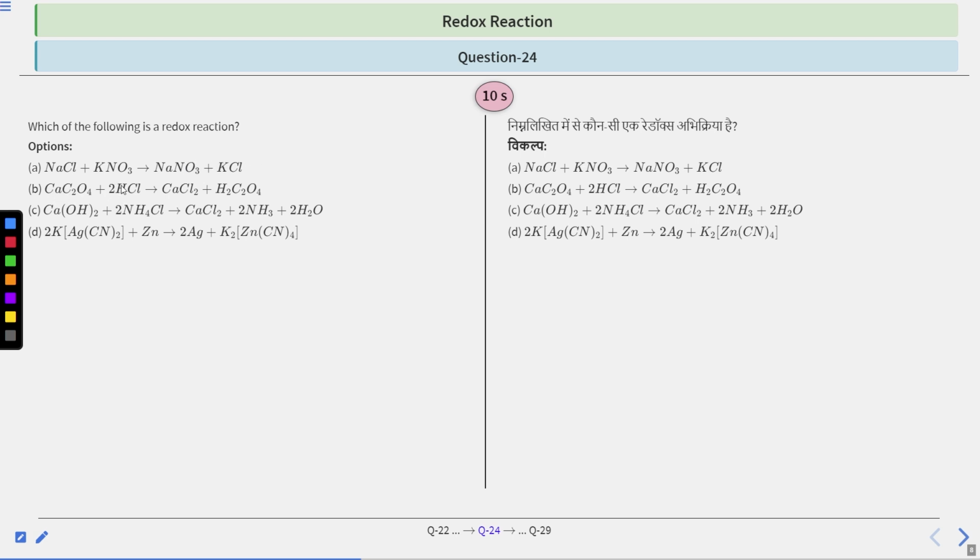calcium carbonate plus 2HCl giving us calcium chloride plus H2CO3, Ca(OH)2 calcium hydroxide plus ammonium chloride giving us calcium chloride plus ammonia plus water, and 2 K[Ag(CN)2] complex compound plus zinc giving us 2 Ag plus K2[Zn(CN)4]. You have 10 seconds to solve this question. After that, we will see the answer.